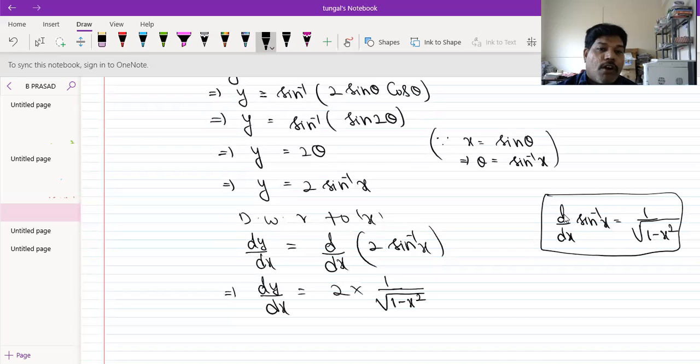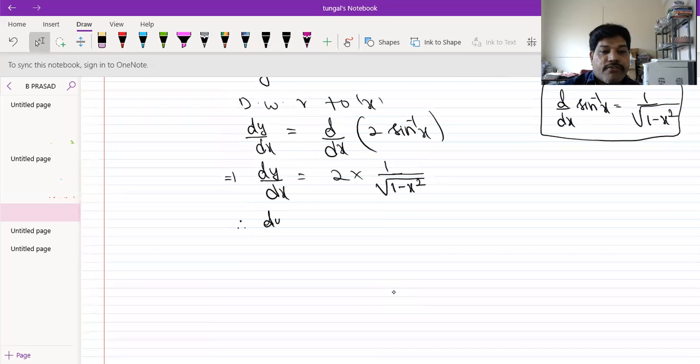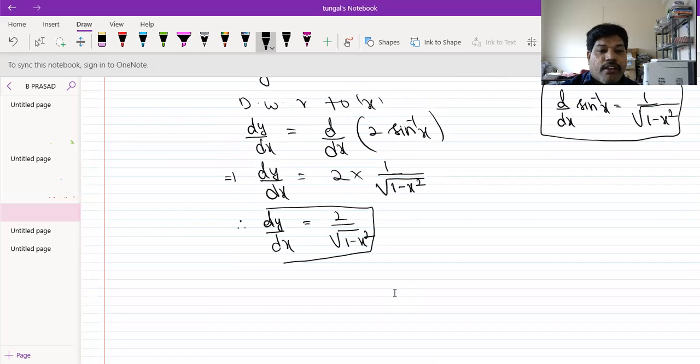Therefore, what can we conclude? What is the dy by dx value, students? So dy by dx is equal to 2 by root of 1 minus x square. Okay, so see that question, students.